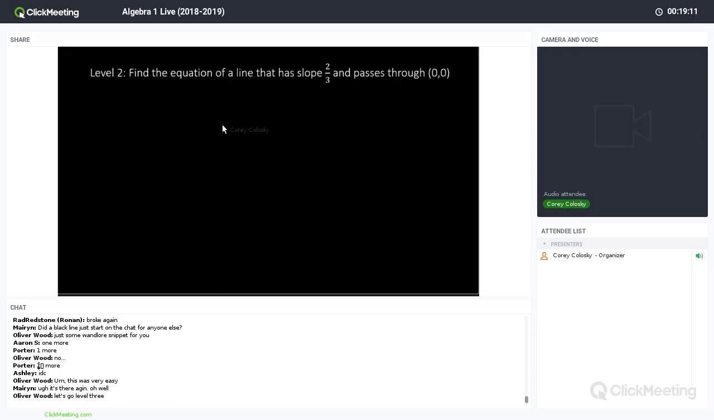Okay, so here we go. Here's another example. So we have slope is 2/3 and passes through the point (0, 0). What would the equation of this line be?